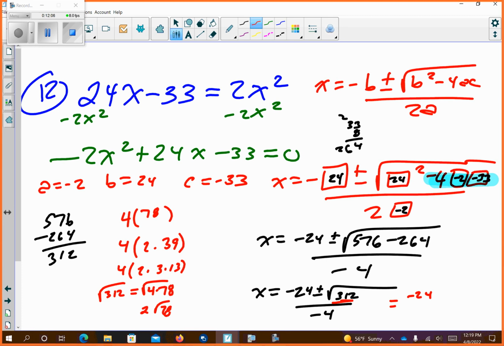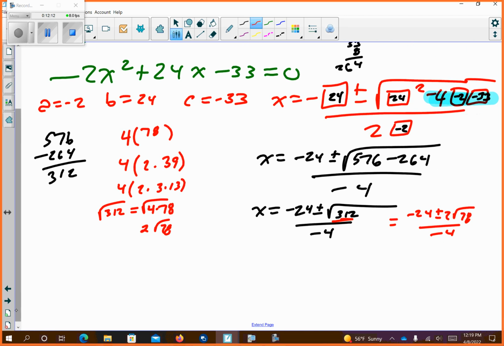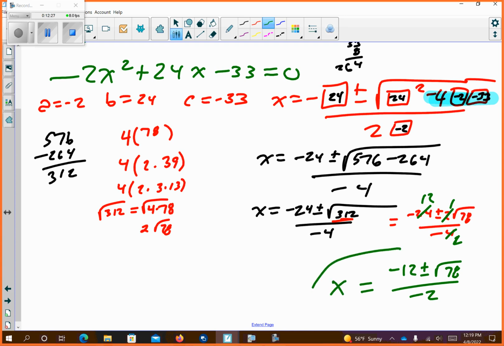Negative 24 plus or minus 2 root 78 over negative 4. Wow, who's a big jerk who gave this kind of problem? We learned it by doing. That's a 2, that's a 1, that's a 12. Negative 12 plus or minus root 78 over negative 2. Unless I made a mistake, I think that's correct. Yikes. This is horrifying.